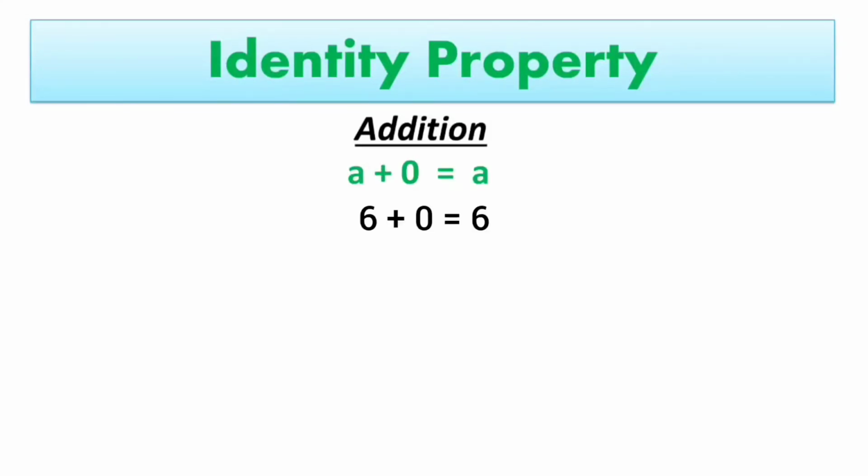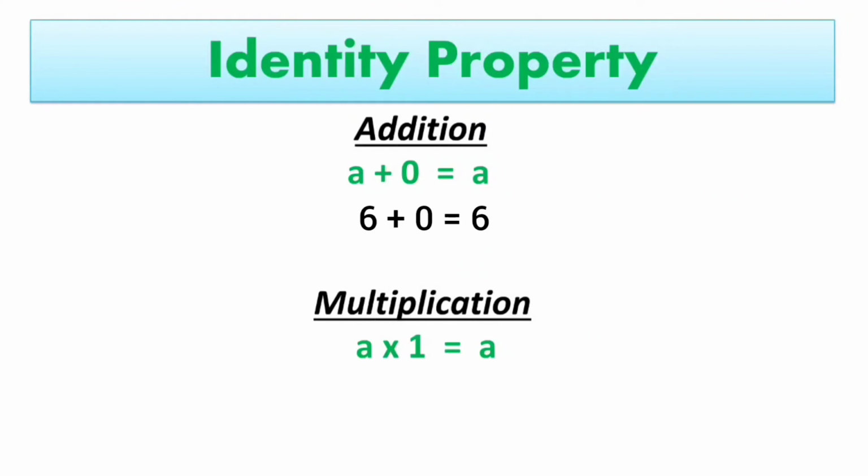Now the next property is identity property. Identity property is true for addition and multiplication. The sum of any number and 0 is that number. For example, a plus 0 equals a. For multiplication, the product of any number and 1 is that number, as a multiplied by 1 equals a. For example, 6 multiplied by 1 equals 6.